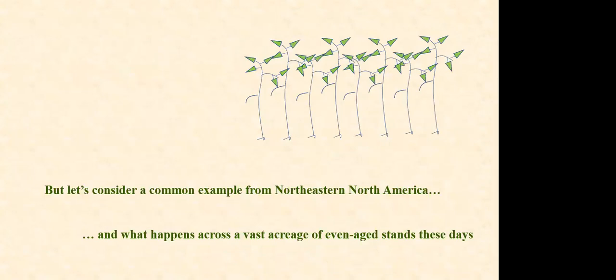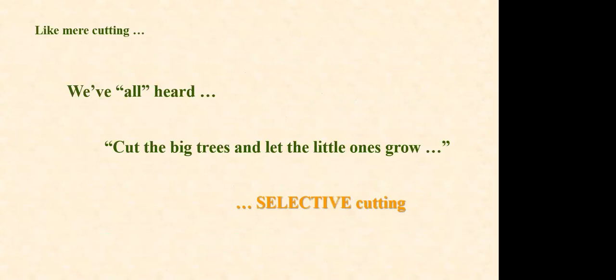Well, let's jump to a common example from northeastern North America and focus on the even-age stands because I believe, and I've tried to illustrate, that if you cut the big trees out of even-age stands, there's some real consequences to that. But as we look at thousands of acres and millions of acres, perhaps, of even-age stands, we see mere cutting going on. We've all heard this. I remember hearing this right after I got to college. Cut the big trees and let the little trees grow.